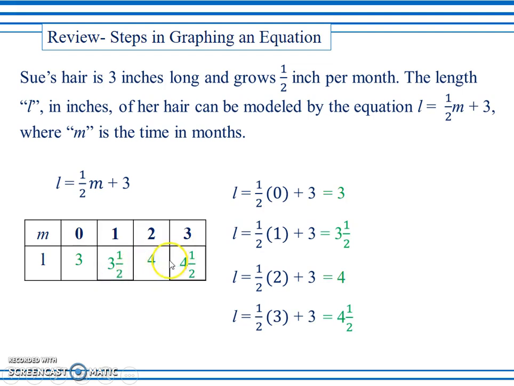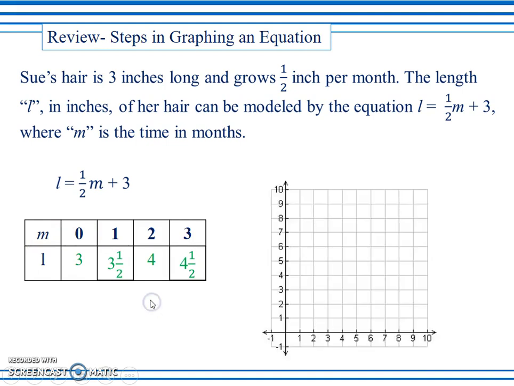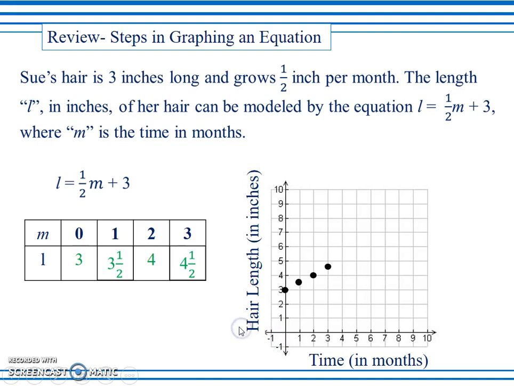So now that I have my table, and I've found my y's, or in this case my L's, after substituting in my x's, or in this case m's, I'm ready to graph. Here's my coordinate grid. Here are my labels. Here's my hair length in inches vertically, and time in months horizontally. So I'm going to plot my points: (0, 3), (1, 3.5), (2, 4), and (3, 4.5). And draw my line with my arrows. This was a good review of what we talked about yesterday.